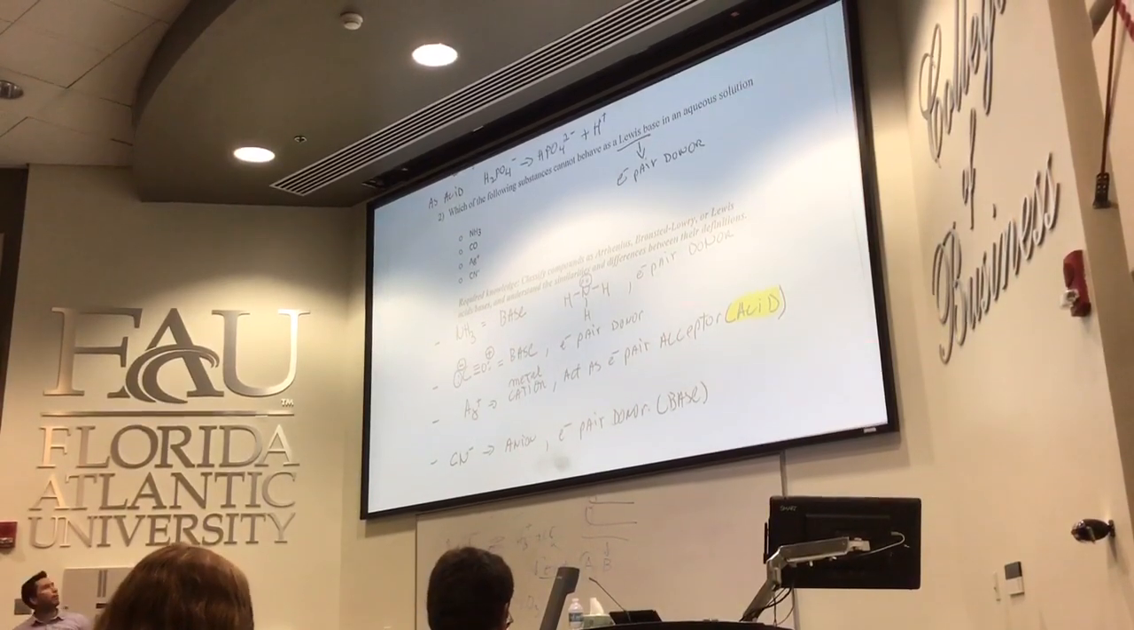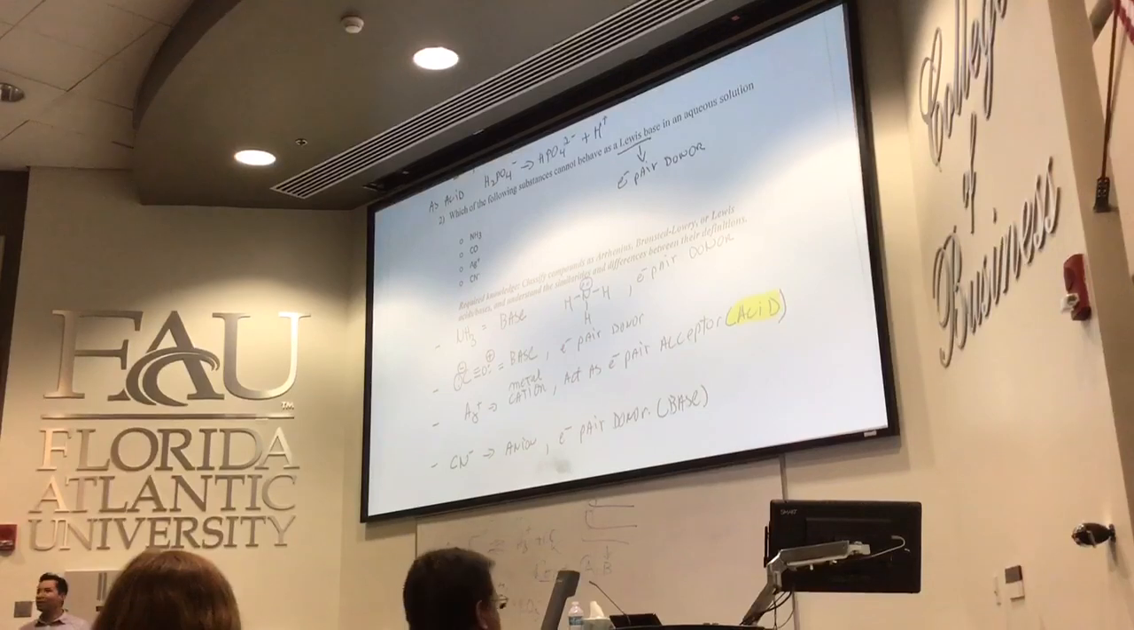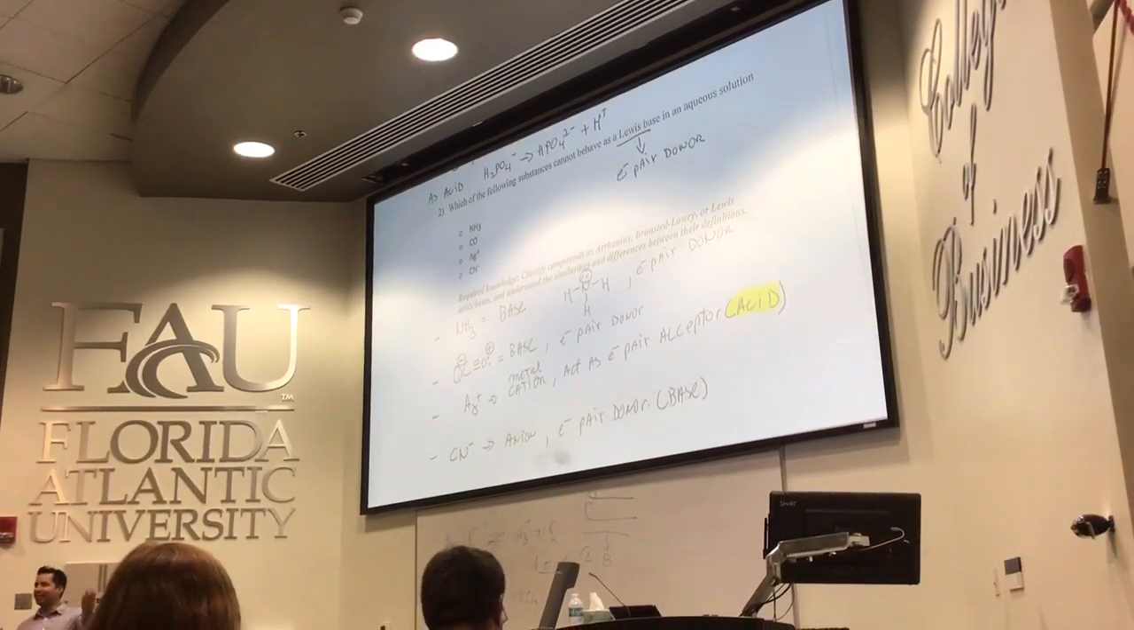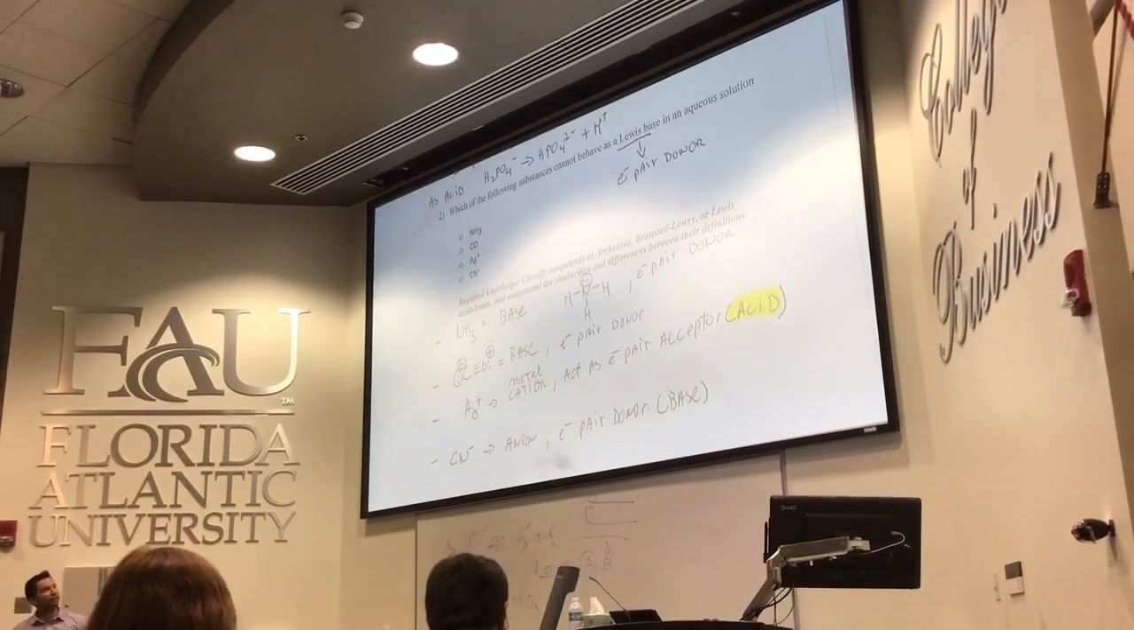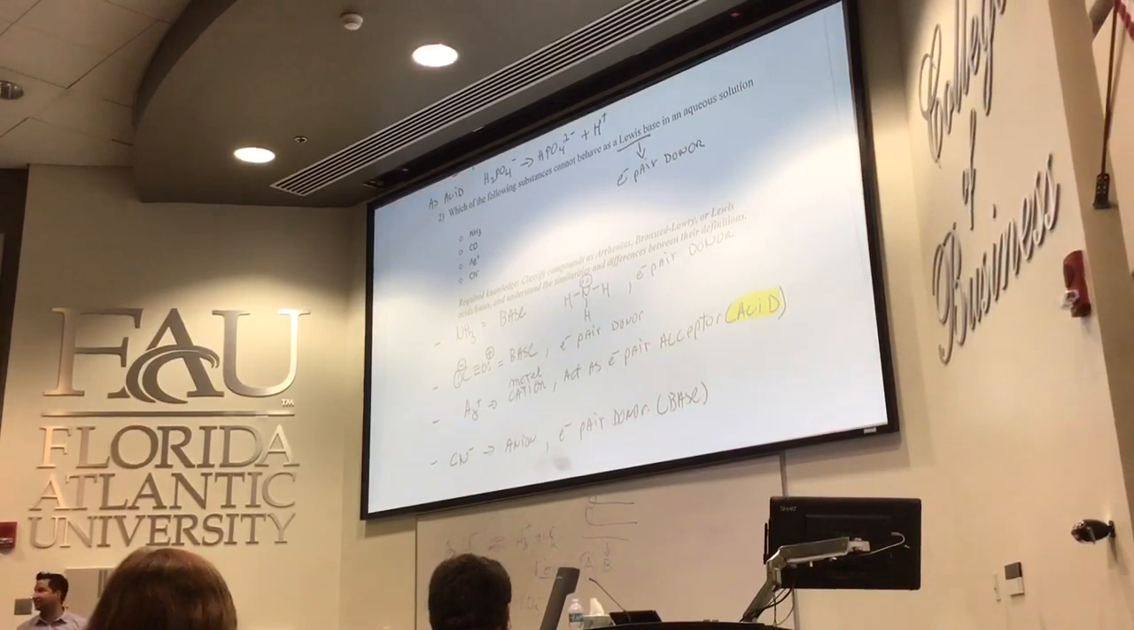It's a Lewis base. But what about cations? You think a cation is going to donate more electrons? No, it just doesn't make sense, right? And therefore, cations are not electron pair donors, they are electron pair acceptors, they are acids.